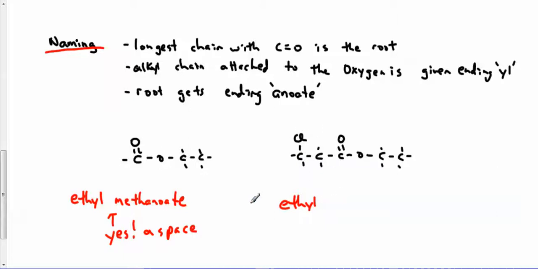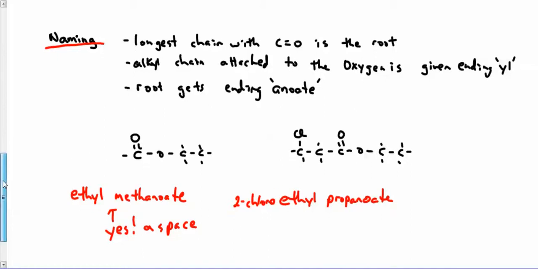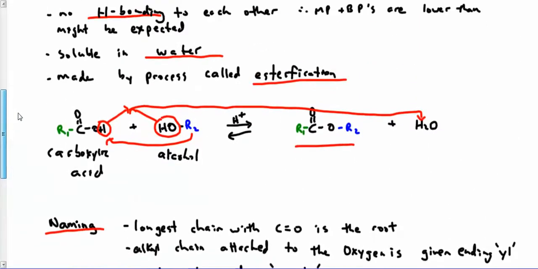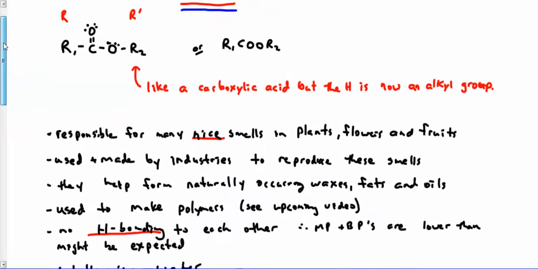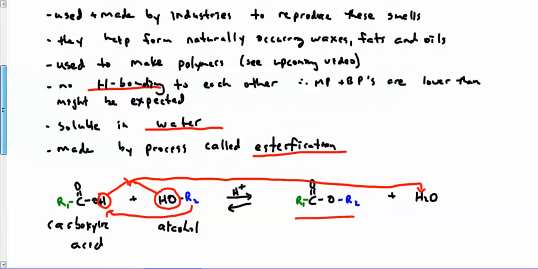So I'm going to put it out here, so it's alphabetical, numbering 1, 2, 3, so it's 2-chloroethyl propanoate. Yes. And that's how we name these guys. They're all over the place, and they smell really fruity. And you're going to enjoy that when we do the lab.